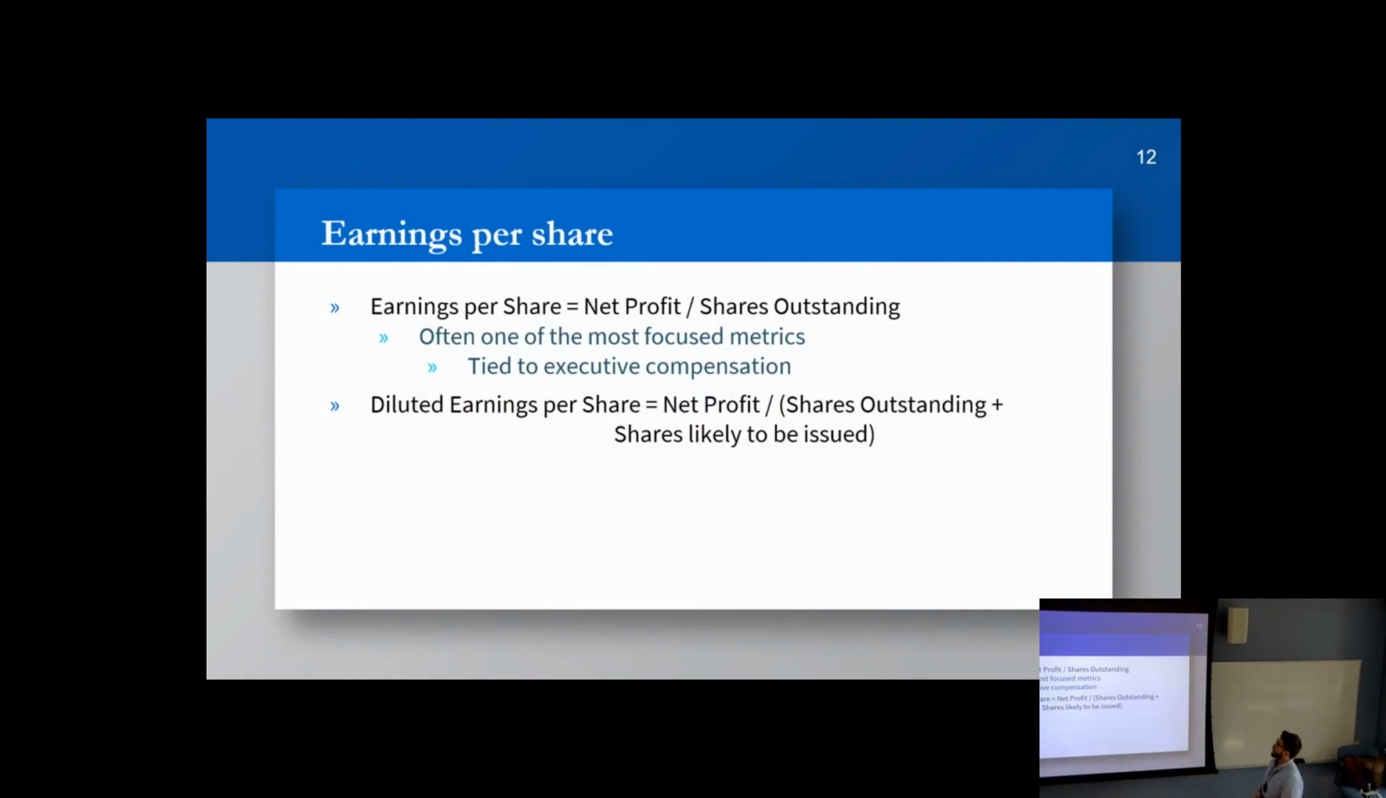All right, we're going to wrap up with talking a little more about earnings per share and earnings management. The general way that we measure earnings per share is net profit divided by the number of shares outstanding. This is a metric that is very much focused on by companies, in large part because a lot of managerial contracts are tied to earnings per share performance. Personally, I think that is not the best way to tie executive compensation to company performance, right? Because earnings are not cash flows.